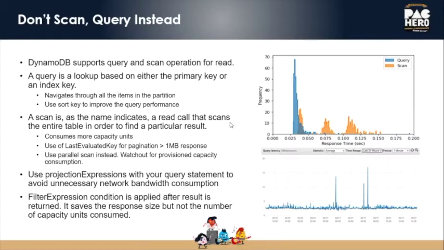If for whatever reason you want to scan, I wouldn't recommend scanning, but if for whatever reason you want to scan, use parallel scan instead. So what it does is you specify segments of partition and threads, so it will basically run that many threads and try to scan in segments, which will improve the scan performance. That's like your last resort if you want to scan. But it also will consume more provisioned capacity.